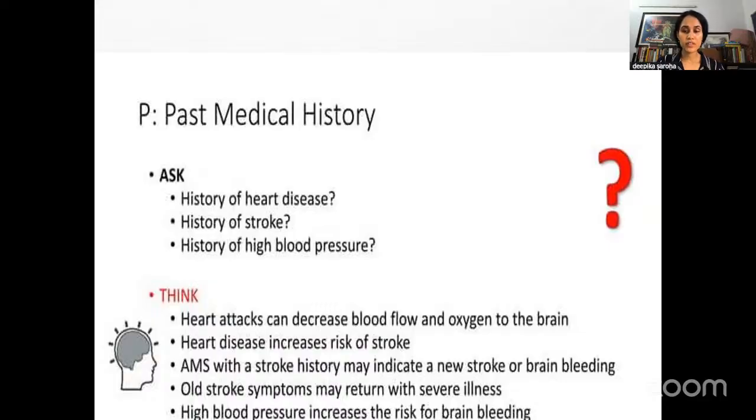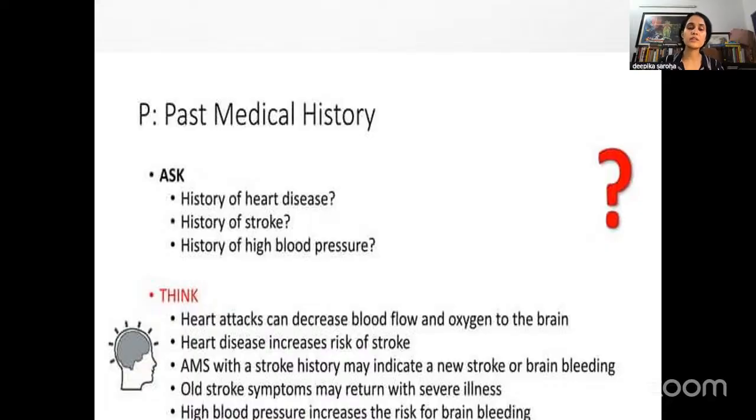They are taking different things. So a lot of patients in our emergency who are coming have a previous history of diabetes, hypertension, and heart disease, but they are irregular on medication. So, altered mental status with stroke history may indicate a new stroke or brain bleeding.